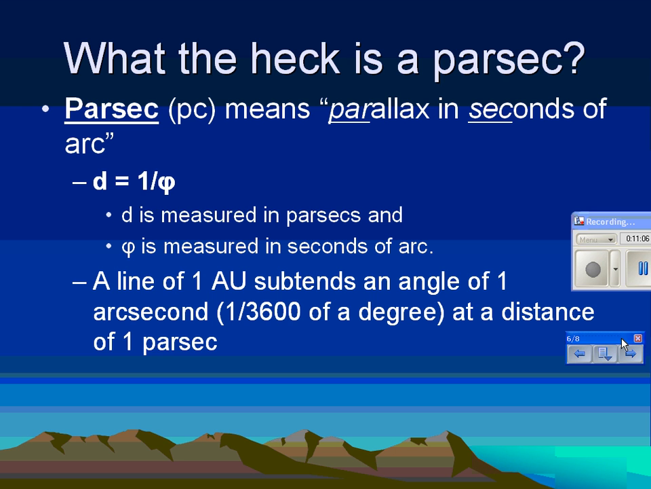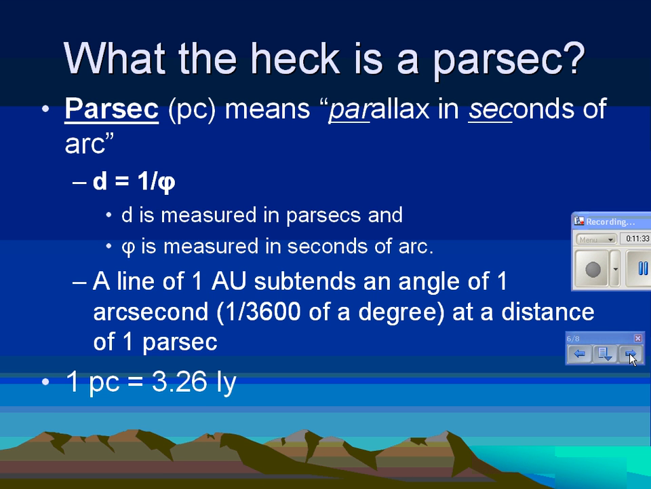So if I take 1 astronomical unit, the distance from the Earth to the Sun, and I start moving away, moving away, moving away, it's going to look smaller and smaller and smaller, right? At some point from my vision, it's going to be so small that it only takes up 1 arc second, 1/3600th of a degree. At that distance, I am 1 parsec away. I'm 1 parsec away from that astronomical unit when it is only the size of an arc second.